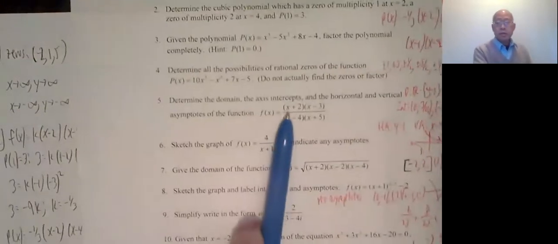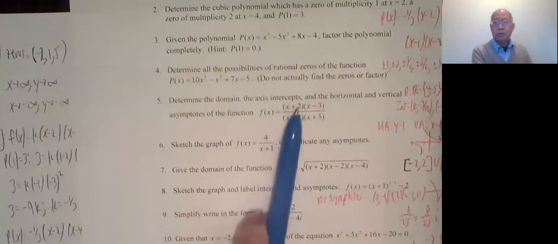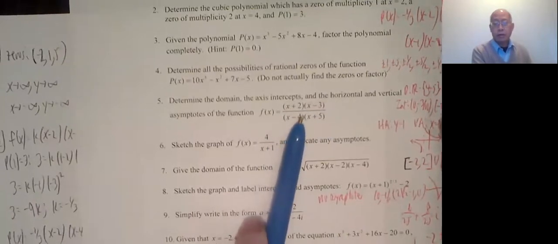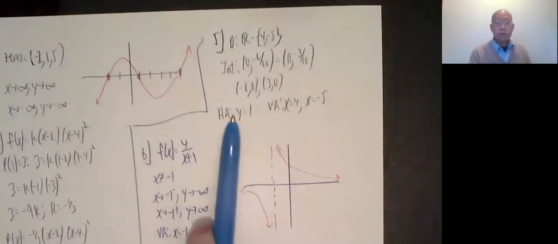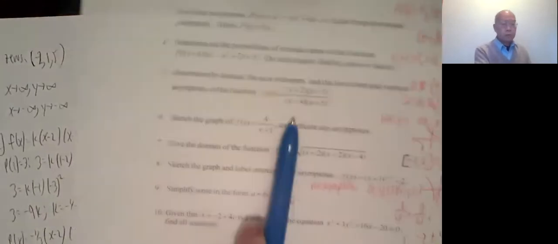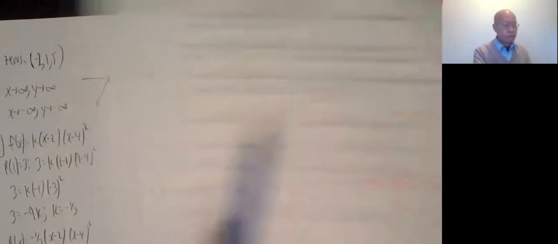Horizontal asymptotes. If you multiply it out, the top is going to be x squared plus other terms. The bottom is also going to be x squared plus other terms. So in the long run, the ratio will be 1. So the horizontal asymptote is y equals 1. And the vertical asymptotes are x equals 4 and x equals negative 5.